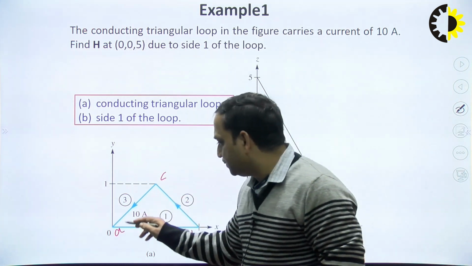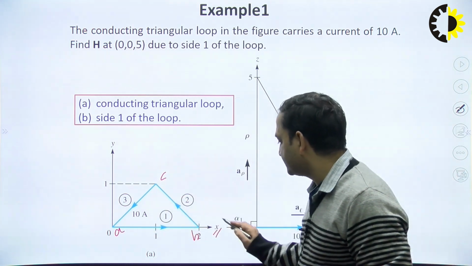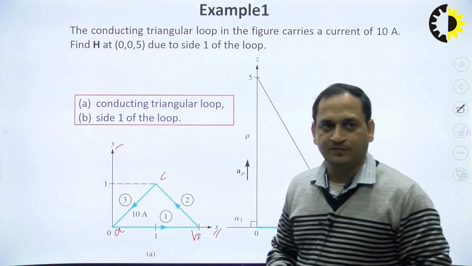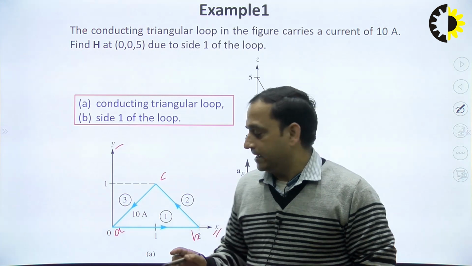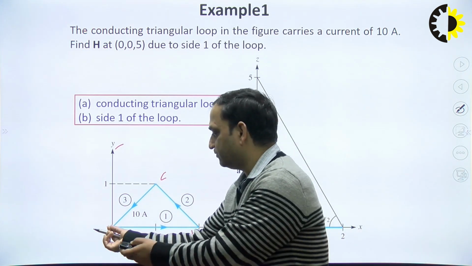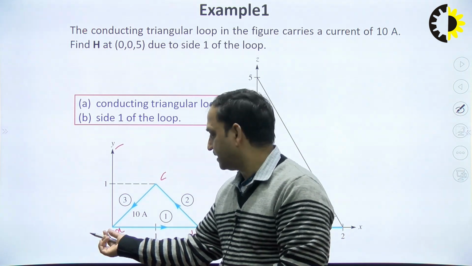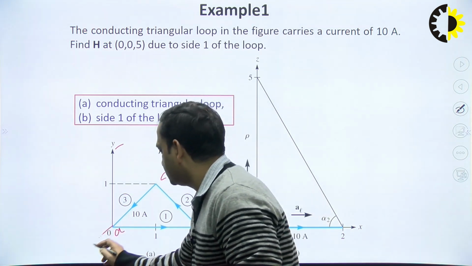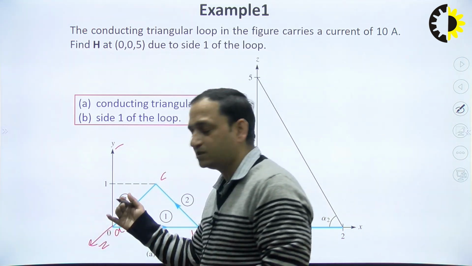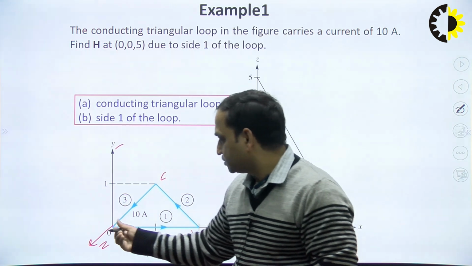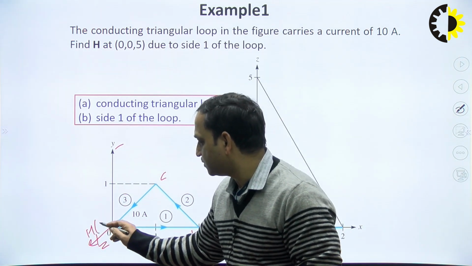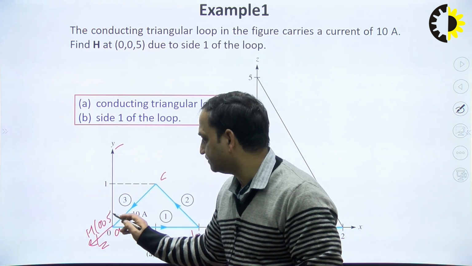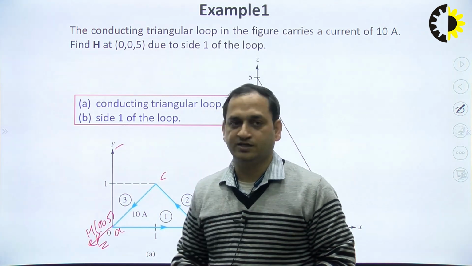So where is this loop lying? This loop is lying on the x-y plane. It means this is lying at the z equal to 0 plane, right? And we want the value of H. Suppose this is your origin and this above is your z, thinking of it in three dimensions. So this is the z. We want the value of H at this point, which is 0, 0, 5. So we want the value of H here.